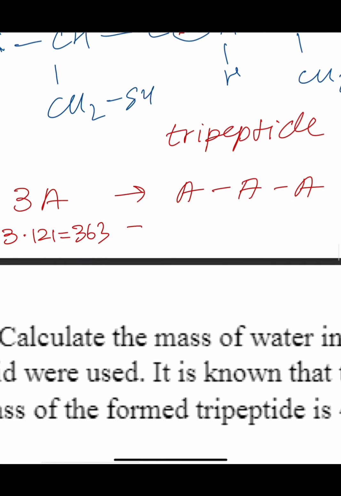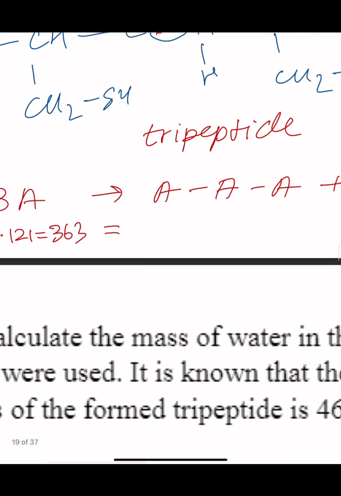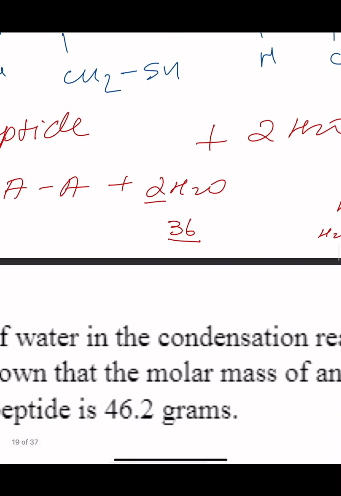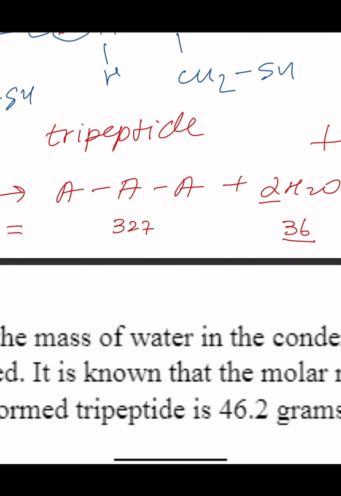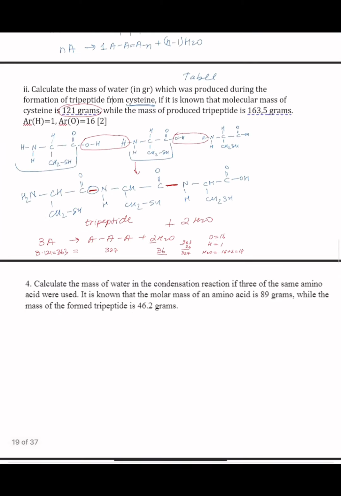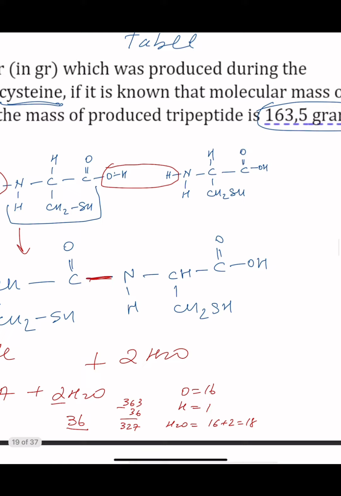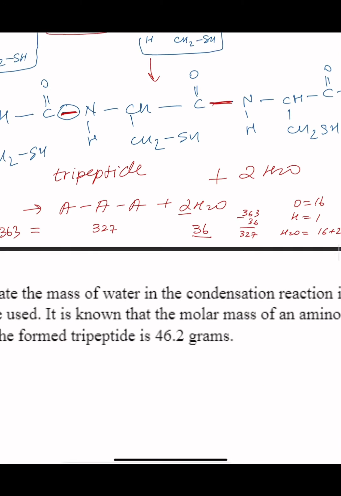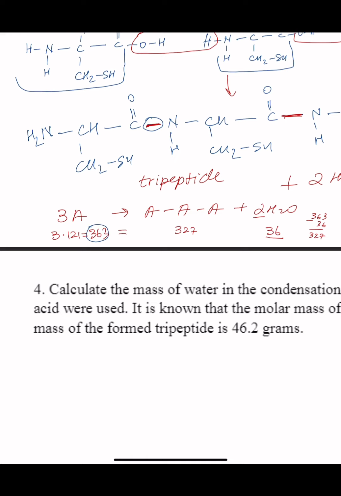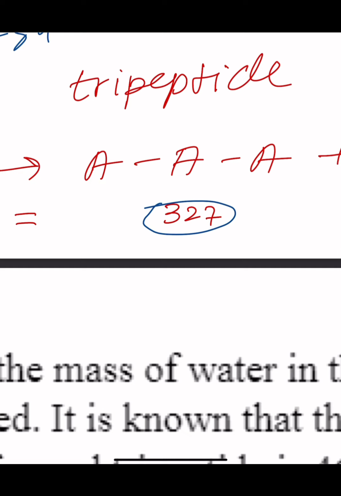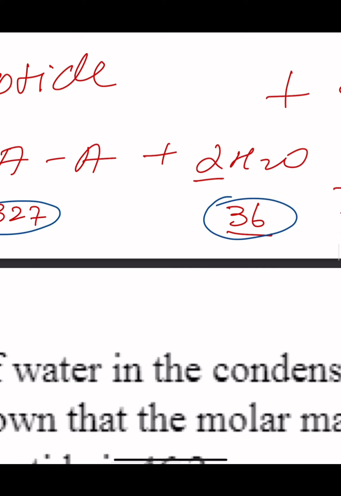So if you do the math, we got 363 producing 36 grams of water. And if you deduct 36 from 363, you would get 327 grams. So this is the math, right? Now, you've been told what if you produce 163.5 grams of tripeptide? Now, this is your general case. From 363 grams of cysteine, you produce 327 of tripeptide, and 36 grams of water, right?